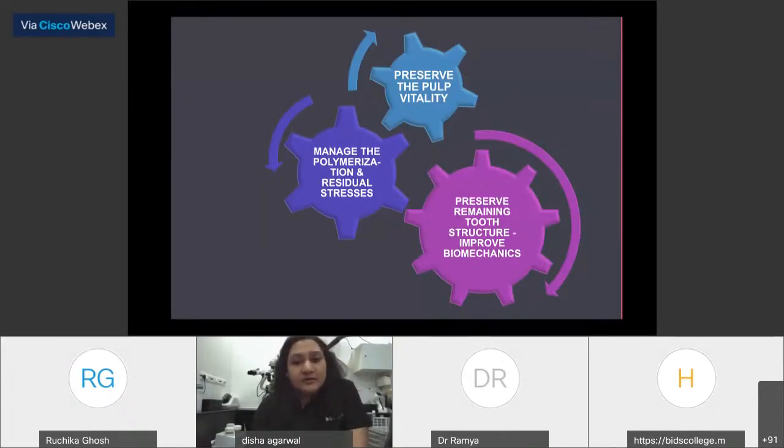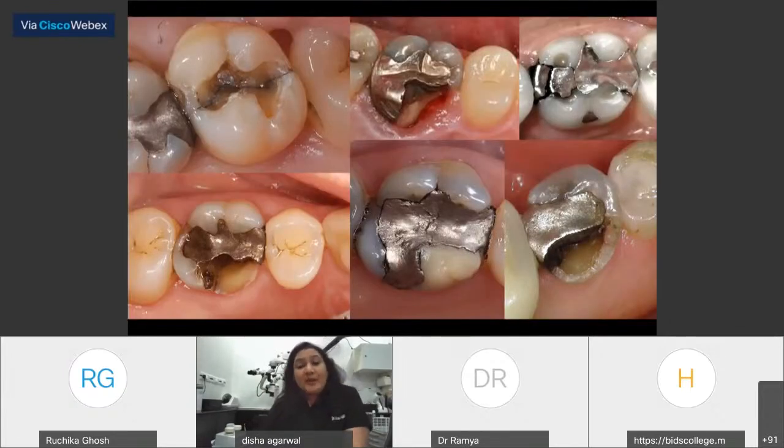So what are my goals of biomimetic dentistry? To preserve the vitality of the pulp, to manage the polymerization and the residual stresses, to preserve all the remaining tooth structure, and to improve the biomechanics of the tooth. So when I talk about biomimetic dentistry, these are the teeth that you would want to treat with this kind of restorative dentistry.